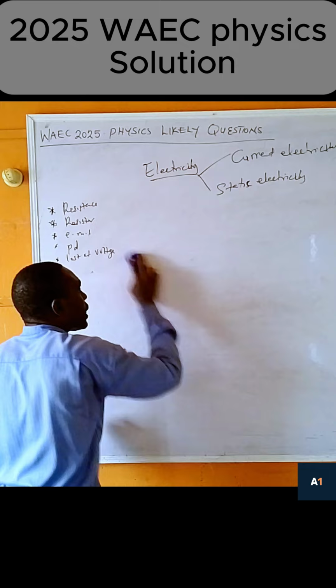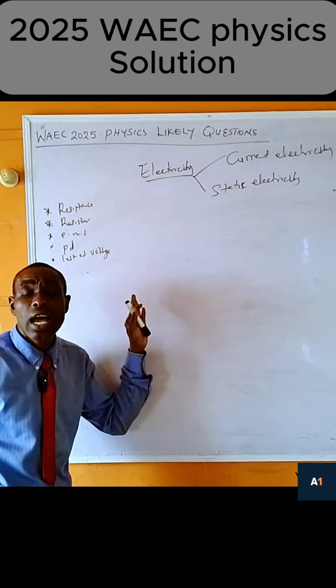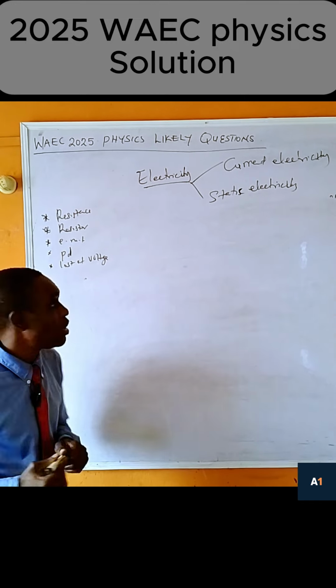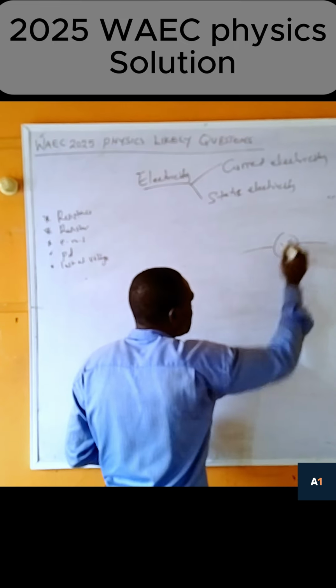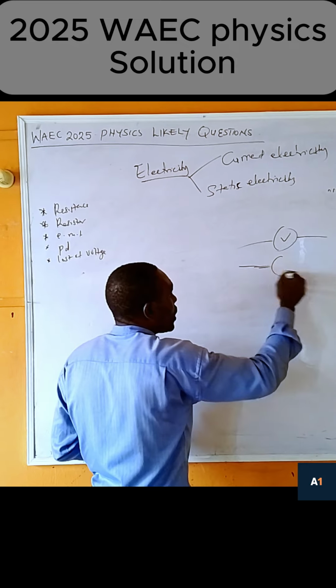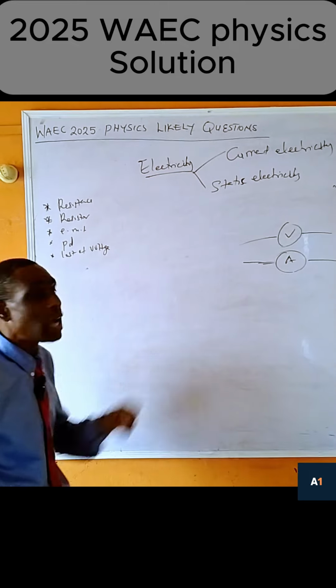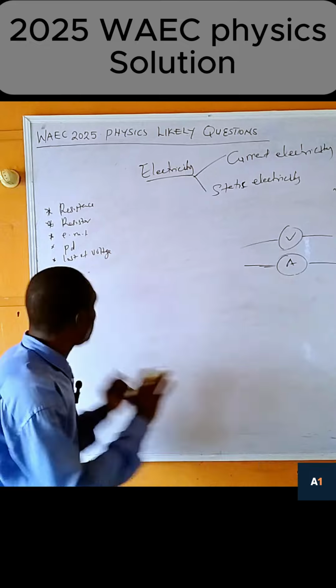What is the instrument used to measure potential difference and electromotive force? The instrument is called a voltmeter, which is denoted by this symbol. And what is the instrument used to measure current? It's called an ammeter, denoted by this symbol, and current is measured in ampere.